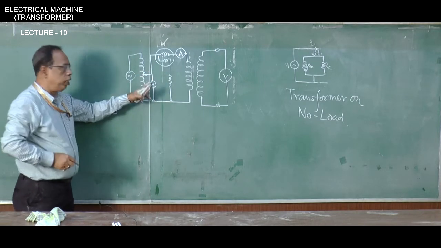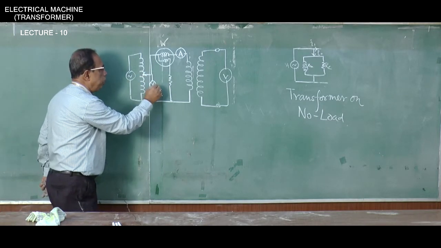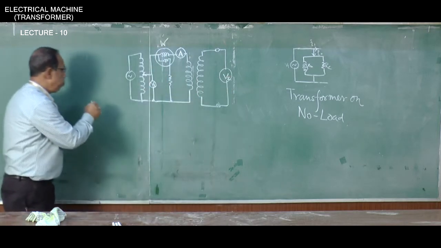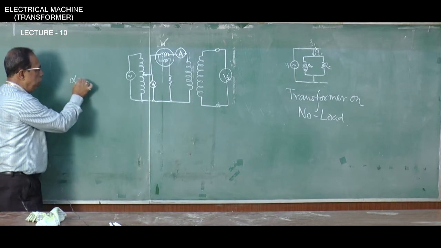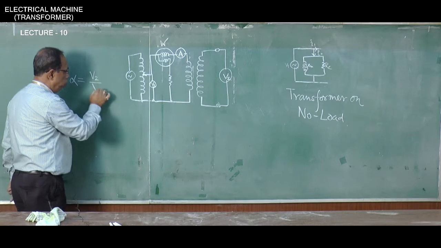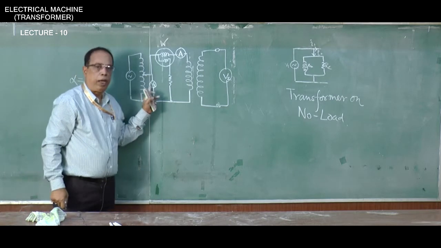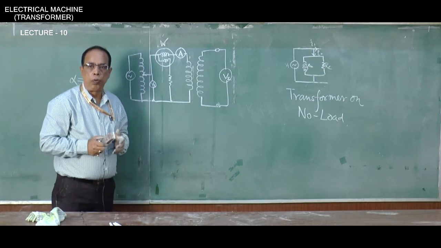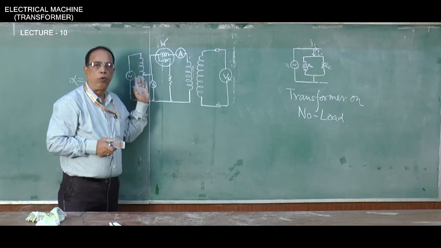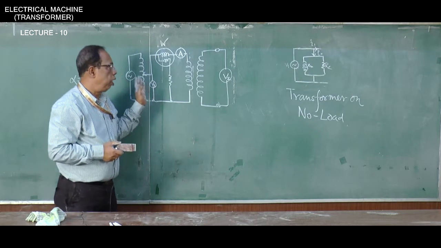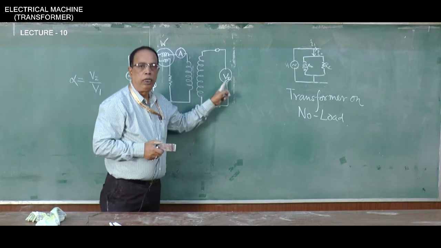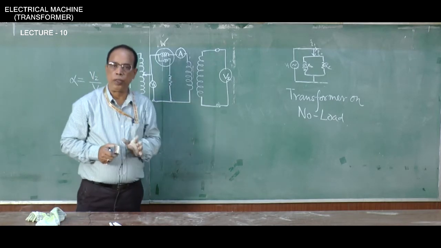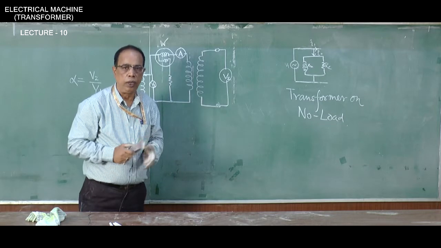If the voltage I am measuring here is V1, and this voltage I have measured is V2, then my voltage ratio alpha will be equal to V2 by V1. Mind it, I am applying the rated voltage here. That means for an 11 kV to 415 volt transformer, I will be applying the rated 415 volts here, and there I will find how much the voltage is. It should be 11 kV. So, V2 by V1 will give me the turns ratio or voltage ratio of the transformer.